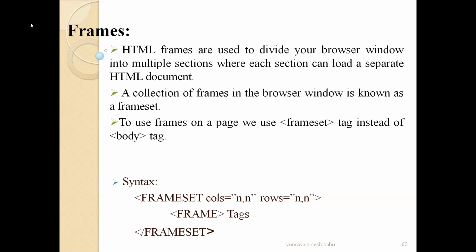What values should be provided for rows and columns? We have to provide percentages. For example, if I want to divide the entire web page into four equal parts according to the columns, then we have to pass cols equal to 25%, 25%, 25%, 25%.